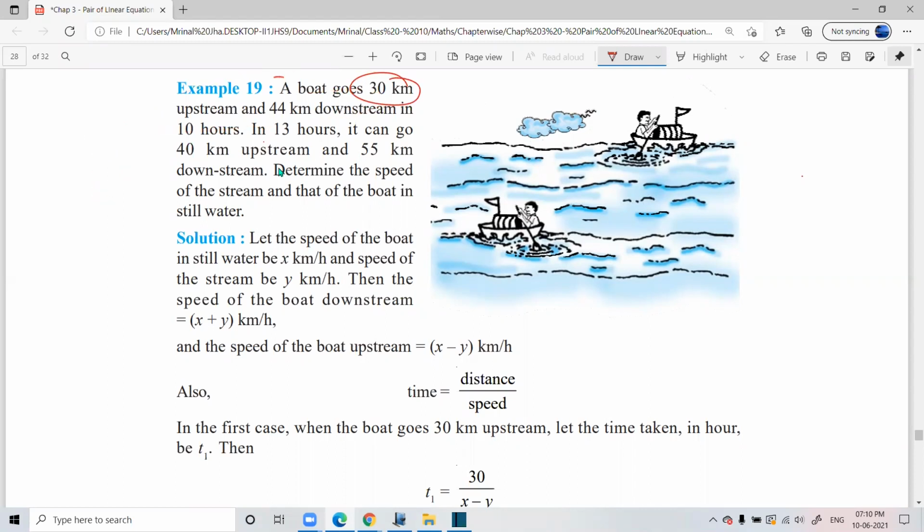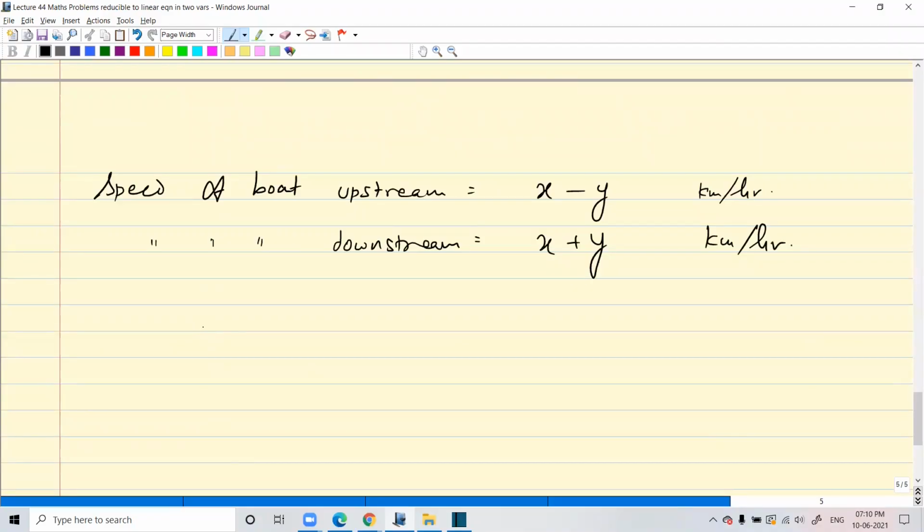So let's take the first sentence. This was the first journey. From that, let's try to put it mathematically what happened. So 30 kilometer upstream. So it went, what is the distance traveled?